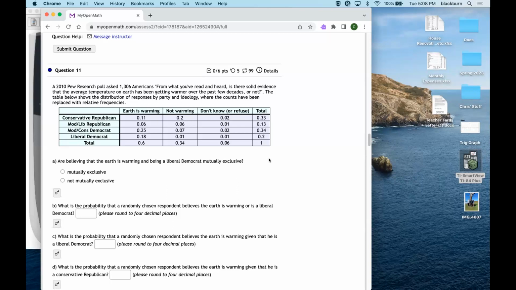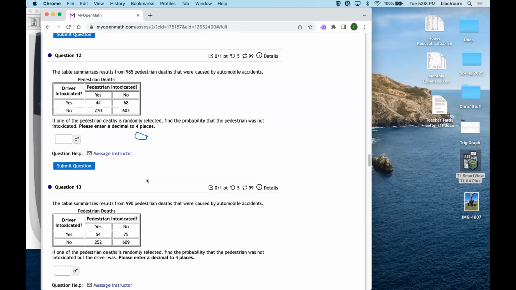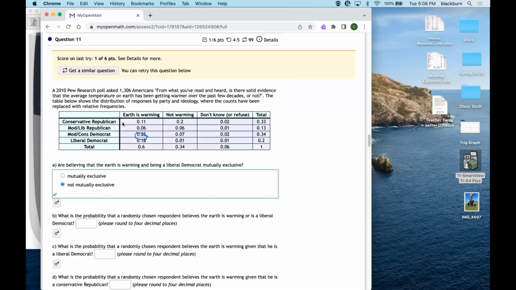So are believing that the Earth is warming and being a liberal Democrat mutually exclusive? It's mutually exclusive if this number right here is 0. Right, so that would mean that they don't happen at the same time, but you do have liberal Democrats believing that the Earth is warming. So this one I'm going to say not mutually exclusive. So let's see if I got it right. Not mutually exclusive on that one.